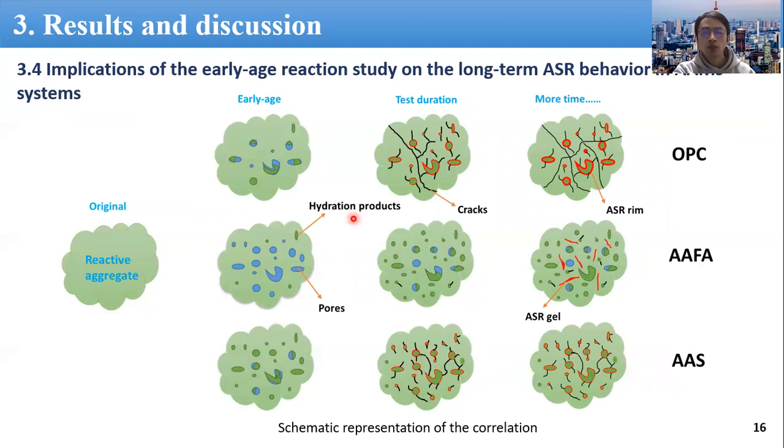As time goes on, the pores in the AFA were filled with reaction products, but due to the low calcium content of the AFA, the viscosity of the generated ASR gel was low, and it can move to other places, so it will not cause expansion. But for the AAS, as it has high calcium content, the generated ASR gel was restricted in the local place and accumulated pressure, which caused expansion and cracks in the end.